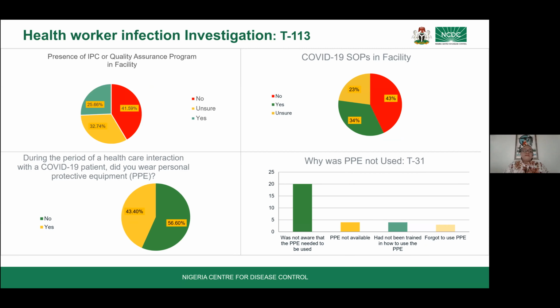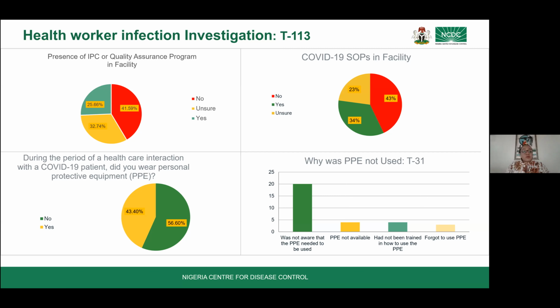But for us, an even more important result is the presence of an infection prevention and control, or at least a quality assurance program in the facility. Over 40% do not have one, and 32% say they're not sure. And for us, that they're not sure basically points to an inactive IPC program. So a high proportion do not have an IPC program. And this is significant, given that part of our national strategy is that by the time the COVID-19 outbreak is over, all health facilities in the country should have an IPC program in place.